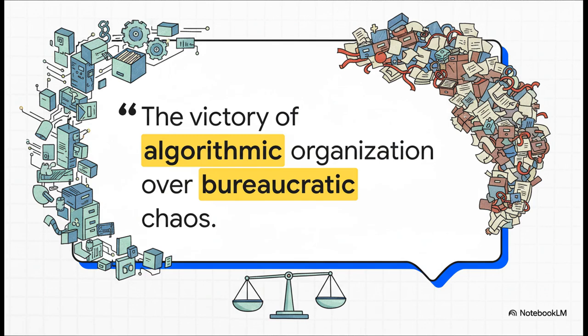And that right there is really the ultimate promise of this whole protocol. It's proposing a future where all these complex economic relationships are no longer managed by slow, messy, human bureaucracy, but instead by fast, precise, and totally transparent algorithms. It's the victory of algorithmic organization over bureaucratic chaos.